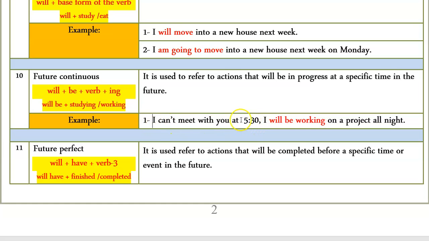I can't meet with you at 5:30. Why? Because you've already decided that you will be working on a project all night, or you could say between 6 and 9 or 6 and 12 all night.